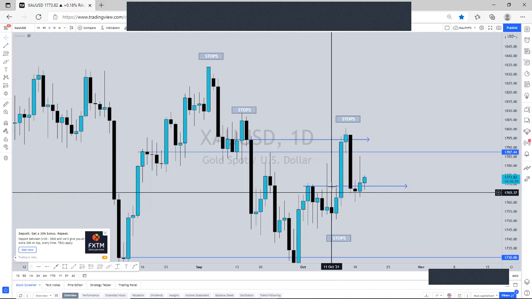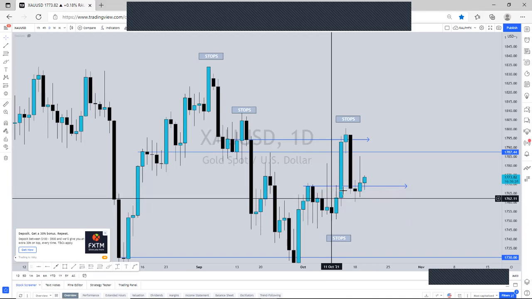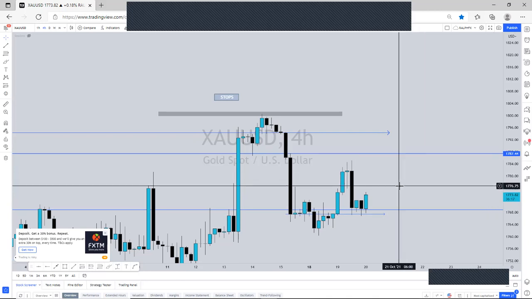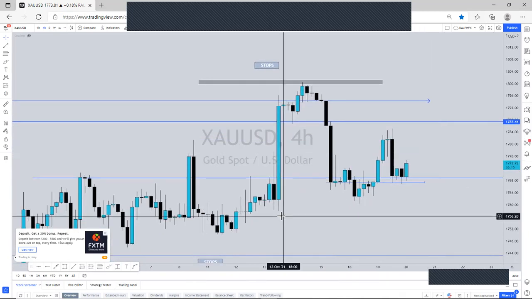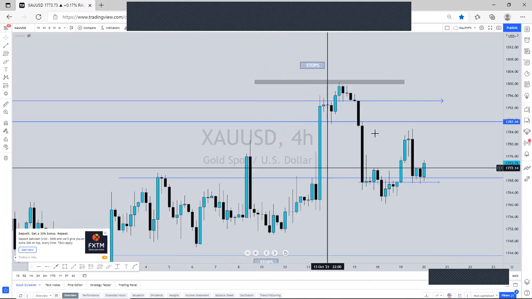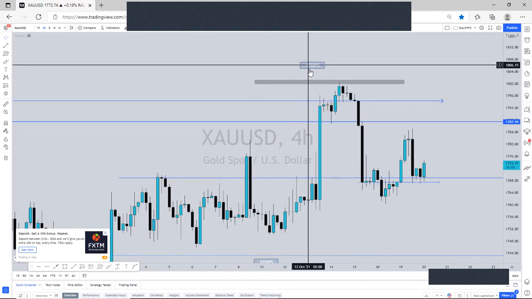But I'm looking at the structure of the market, right? It hasn't changed still. It hasn't changed to a bearish structure still. So I'm still bullish. I'm still maintaining bullish bias on gold in the meantime. We could be going for the stops above 1800 and possibly further all the way to 1830.